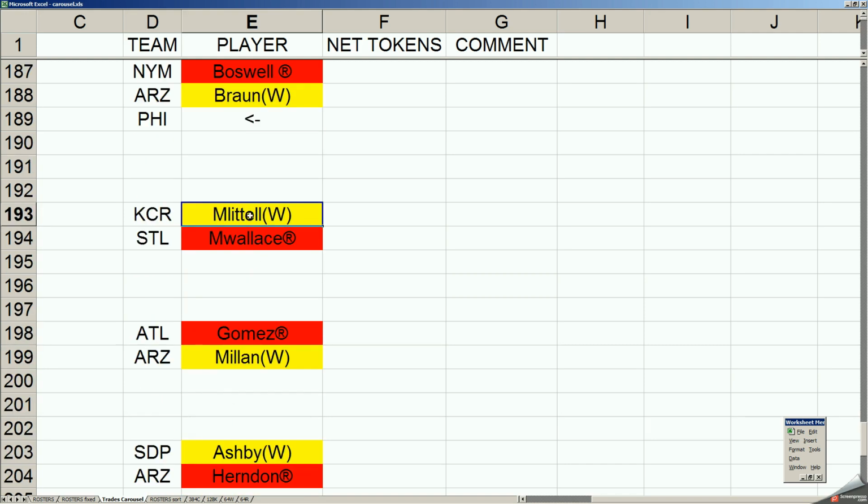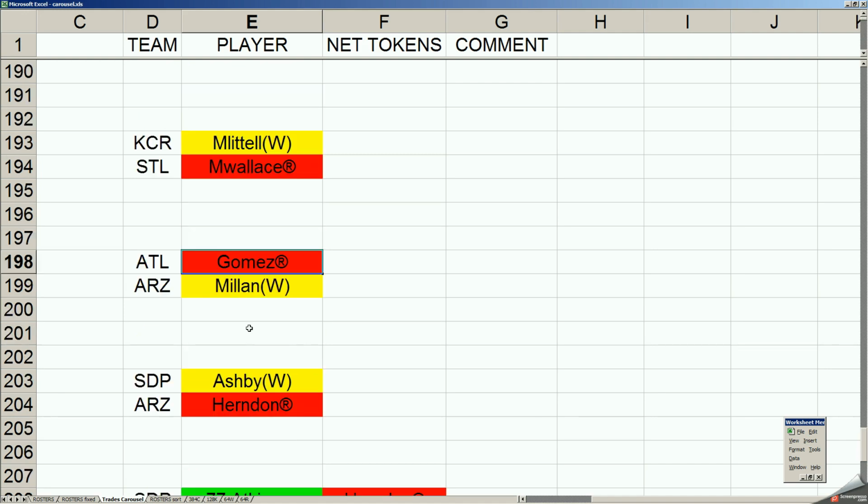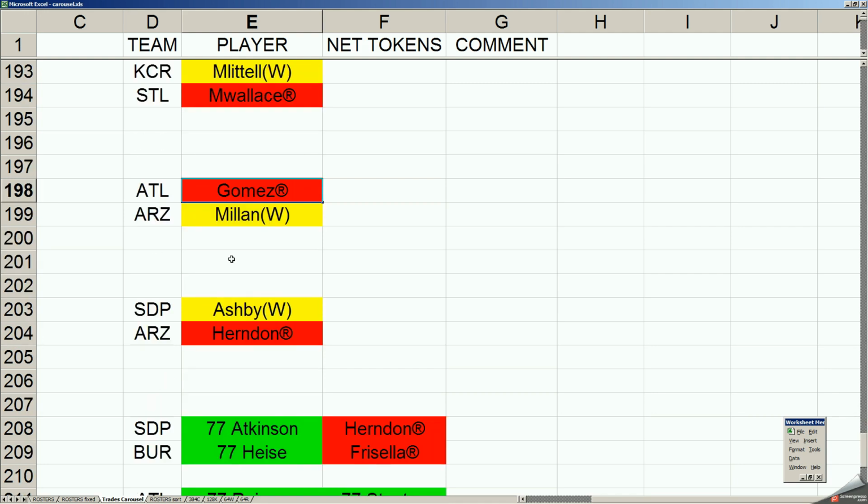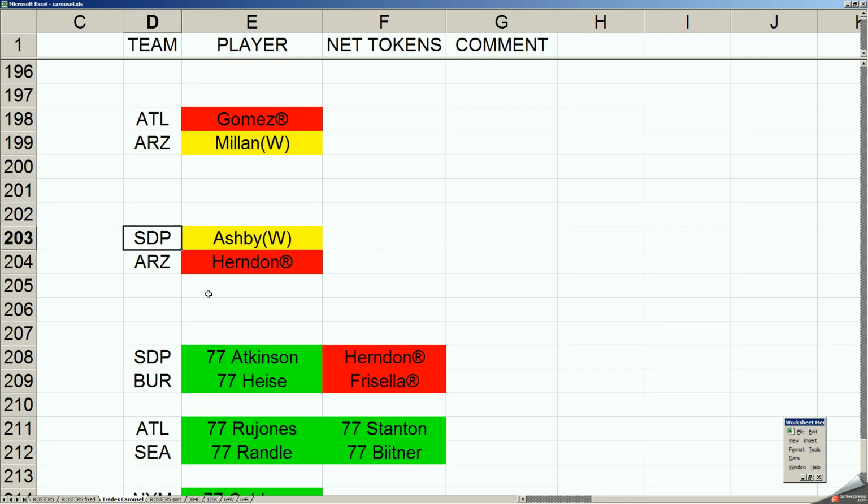Kansas City ships Mark Littell to St. Louis for Mike Wallace. The Cardinals waive him, but actually Littell does pitch for St. Louis, so they can always change their mind and elect to keep Littell if they want. But right now he's currently on waivers. We're getting to some more really lazy moves here. Atlanta, a retired Luis Gomez for a waivered Felix Millan. I don't think either of these guys hit above the Mendoza line. A waivered Alan Ashby goes to Arizona for a surprisingly retired Larry Herndon.